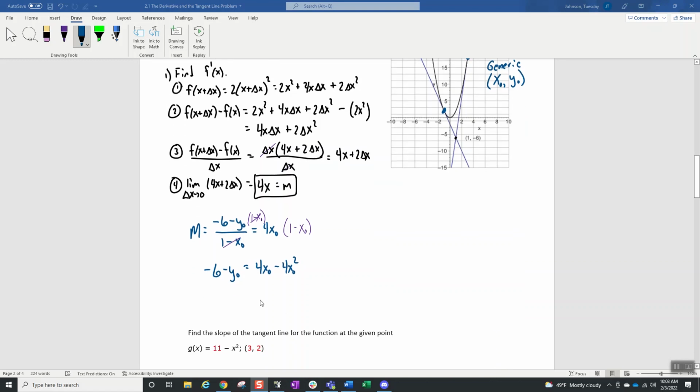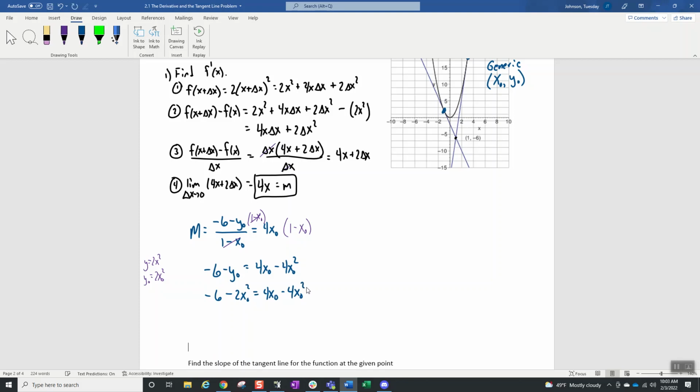Well, we happen to know that y is 2x squared, so y sub 0 is 2x sub 0 squared. So we're going to make that substitution. We know exactly what the formula is. So instead of subtracting y sub 0, we'll subtract 2x sub 0 squared. And we're going to solve for x sub 0.